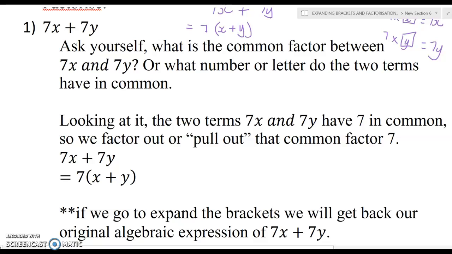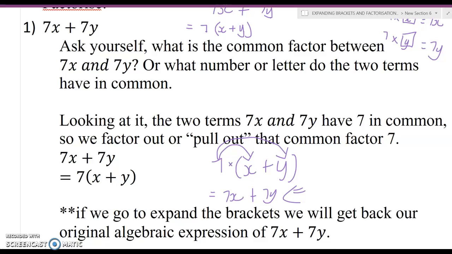Now we can check whether our answer is correct. We have 7 open brackets, x plus y, close brackets. If we expand our brackets, remember there's an invisible multiplication sign here, so 7 times x is 7x, and 7 times y, we plus 7y, and see how we get back our original expression. So this first one was pretty easy. Let's go on to some other examples.